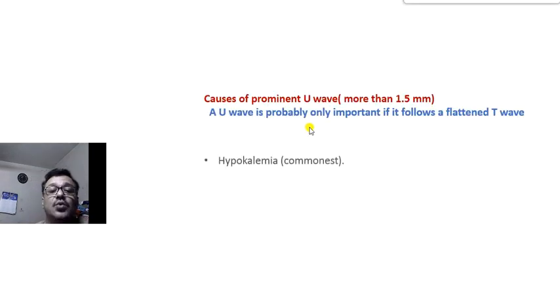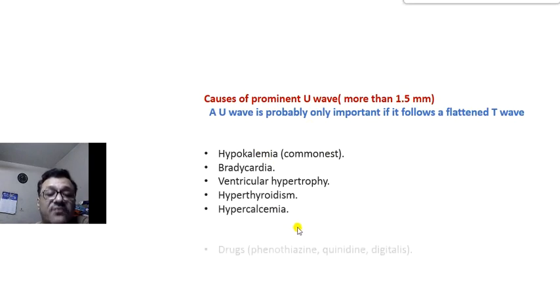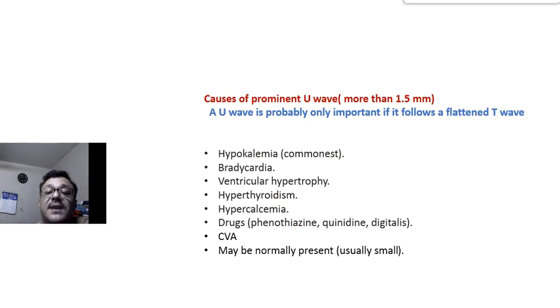What causes a prominent U wave? In which condition do you get a prominent U wave? It is more than 1.5 millimeter in height. Hypokalemia, hypercalcemia, hypothyroidism, bradycardia, ventricular hypertrophy, drugs such as phenothiazine, quinidine, digitalis, and cerebrovascular accident. A U wave may be seen normally, but it is usually not more than 1.5 millimeter. In normal conditions, a U wave may be present. This is a normal phenomenon. If the height is more than 1.5 millimeter, it means a prominent U wave and a pathological condition.